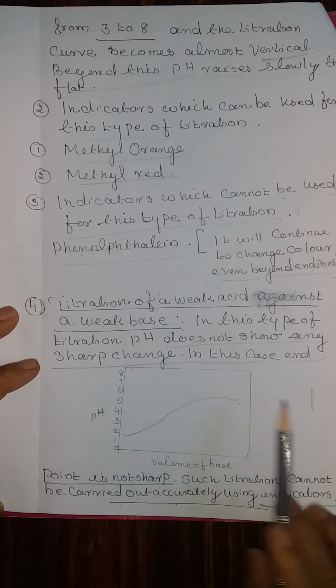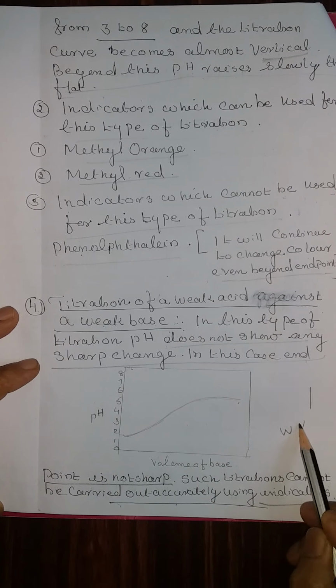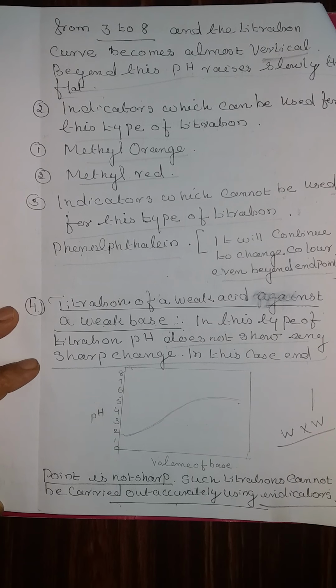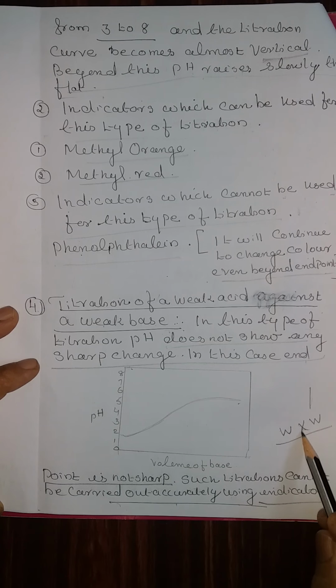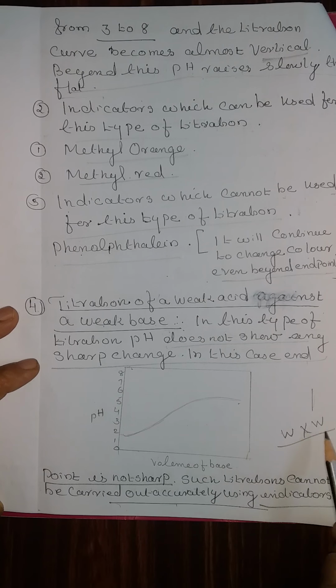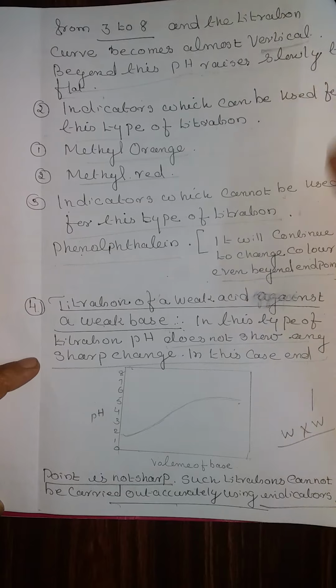Therefore, with a weak acid and weak base, there is no question of conducting a titration using an indicator and finding out the standard value. It is not possible and this titration should be avoided, and calculation should be used instead.